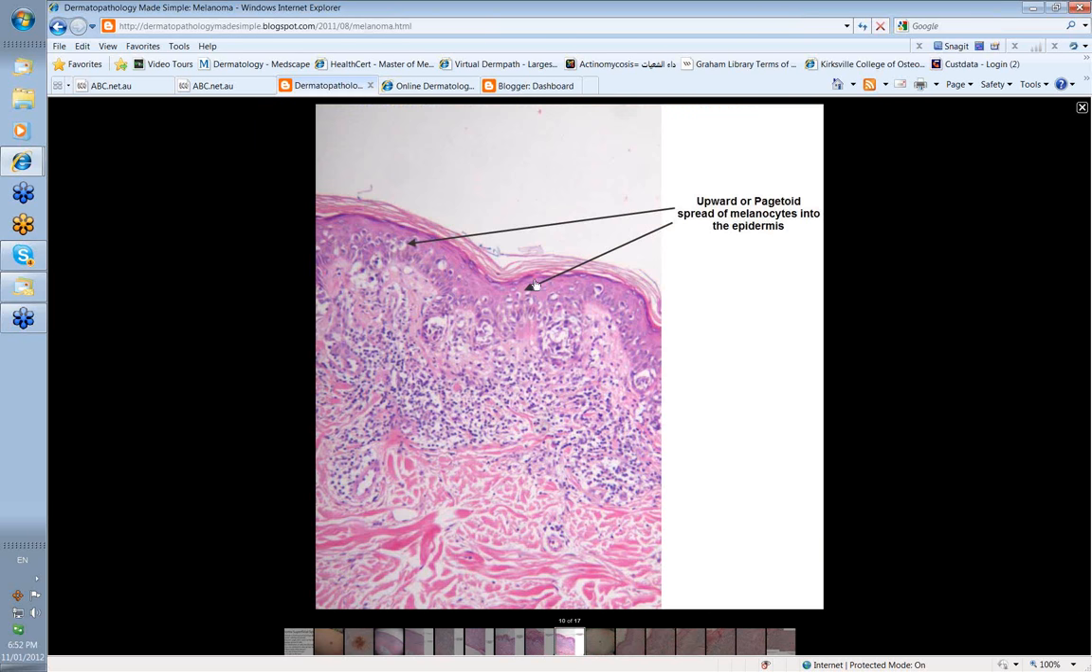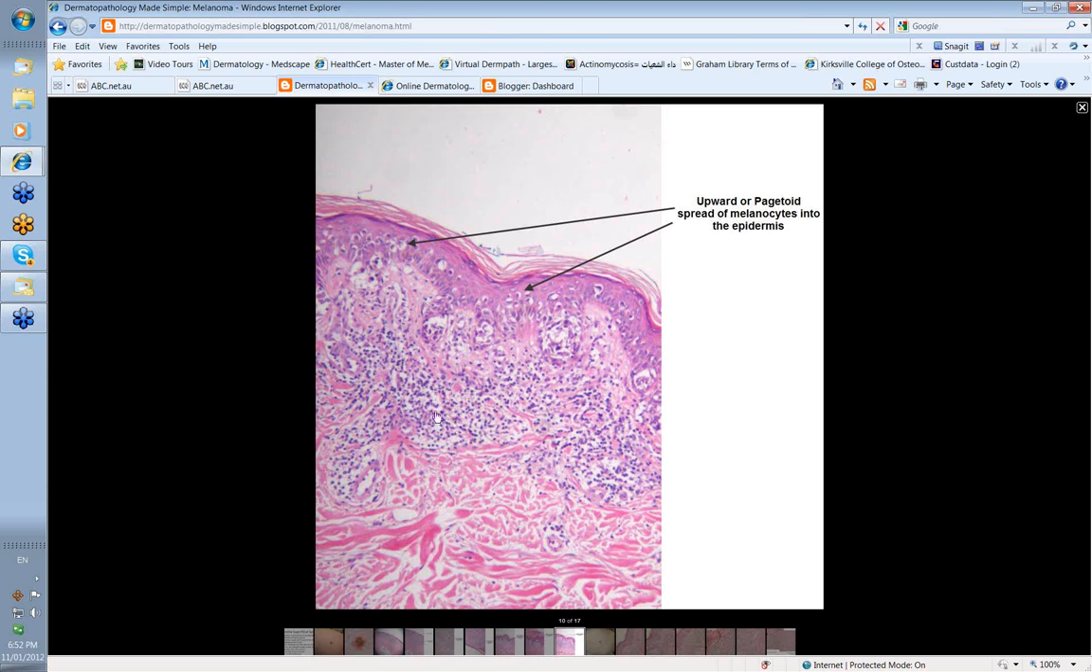Yeah, here we go. This is just one of that last case showing much more in the way of upward or pagetoid spread of melanocytes into the epidermis. So this is your superficial spreading melanoma with the upward spread, the pagetoid spread of atypical melanocytes, the varying size of nests, not all at the end of the rete ridges but extending, and the staccato arrangement of these nests, not a nice regular arrangement. Here you have lymphocytes, you've got an inflammatory reaction. This is part of the immune reaction to this melanoma.